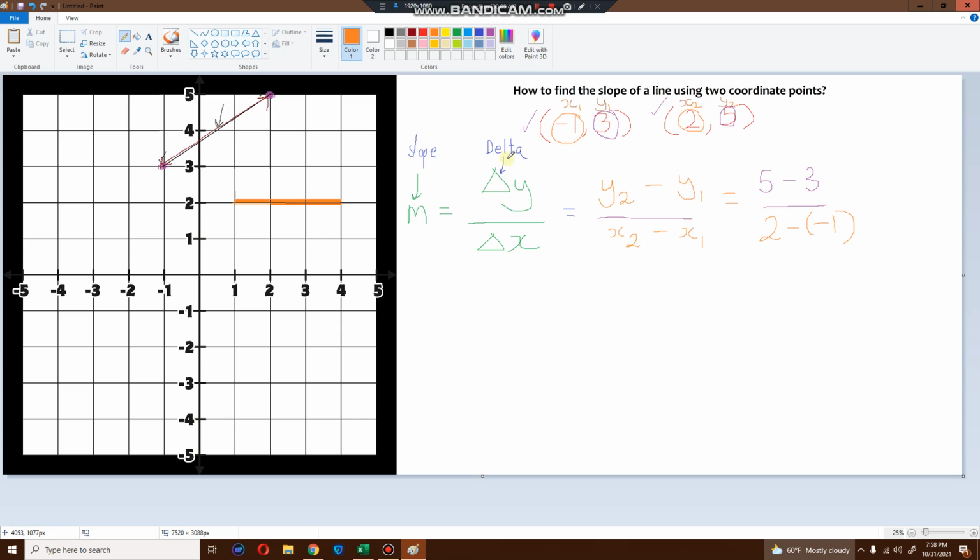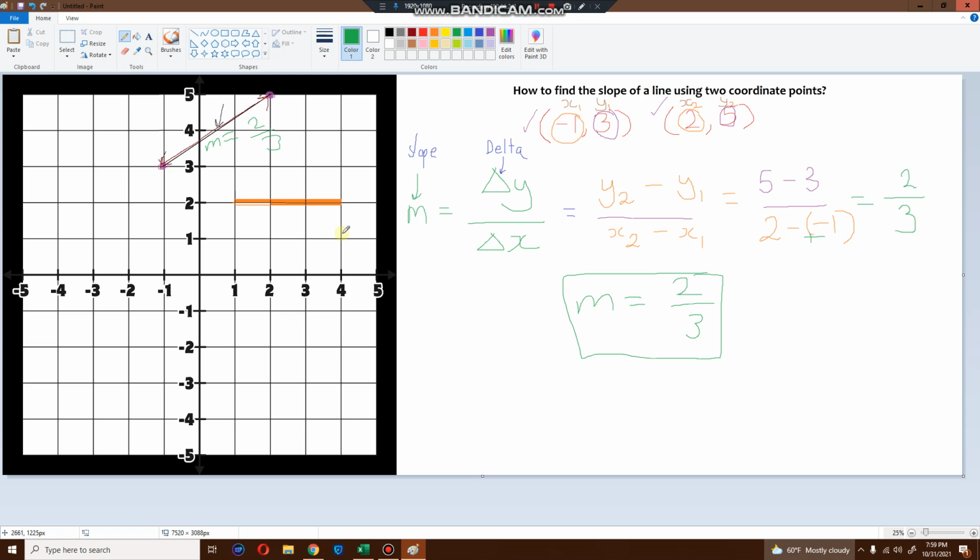You see that, kids? That's how you do it. You just substitute it. And let's just do the math. 5 minus 3 is 2. And 2 minus minus becomes plus. So 2 plus 1 becomes 3. And there we go. The slope of these two coordinates, minus 1, 3, 2, 5, is 2 over 3. This is the slope value. This is how steep this line is that you can see between these two coordinate points. Okay, the slope is 2 over 3.